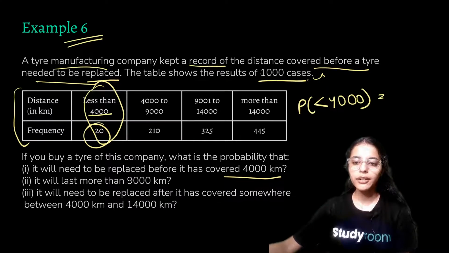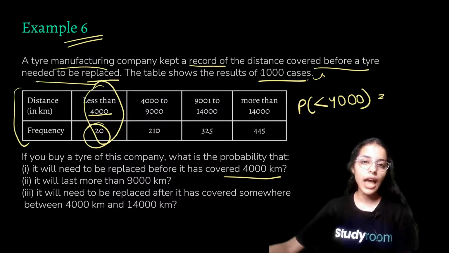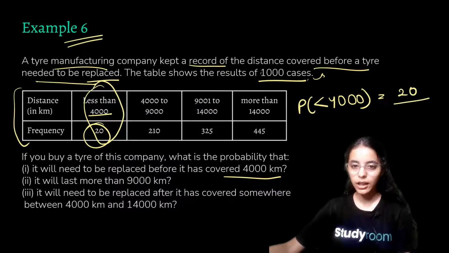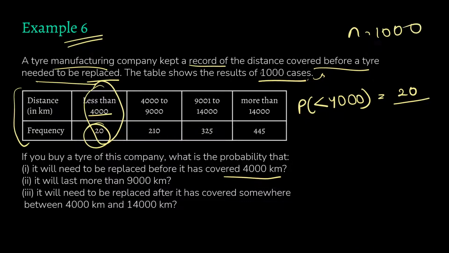Right? So here we have our event. The number of times it has happened is 20. Upon the total number, our N is 1,000, because it is given that it is the result of 1,000 cases. So it is divided by 1,000. Now we will get 0.020. So that is our answer. Now our first part is done.